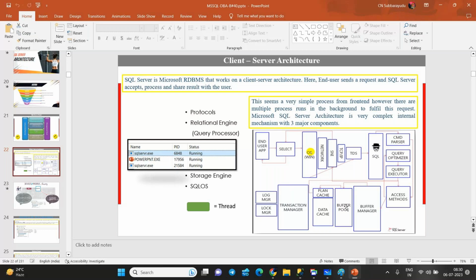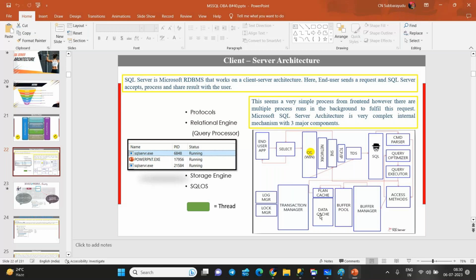Up to this, any operation is the same, sir. Either you are reading the data or you are writing the data, up to this everything is the same. Clear, everyone? Now let's move ahead.